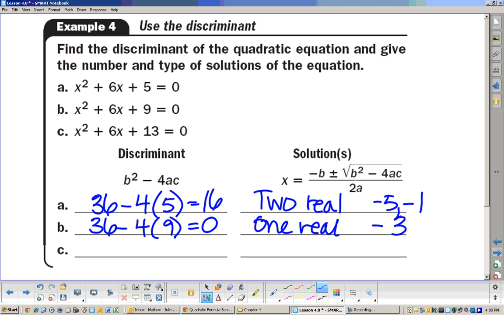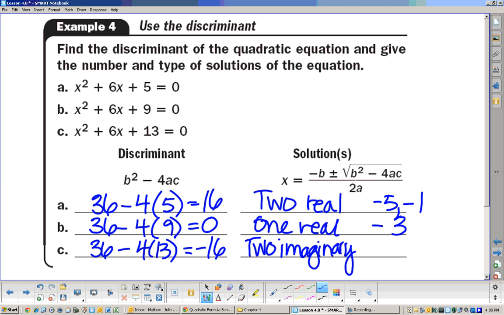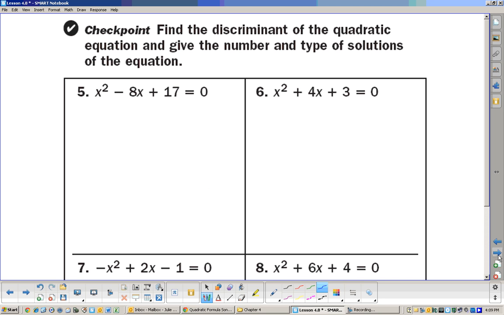And then finally on letter C, again we have a 36. This time we have minus 4 times 13 times 1. Well, 4 times 13 is 52, so our discriminant is negative 16. So I know already my only answers I'm going to get are imaginary. I'm going to get two imaginary, meaning they're going to have i in them. And if you work that one out, you're going to find out those two imaginary values are negative 3 plus or minus 2i.